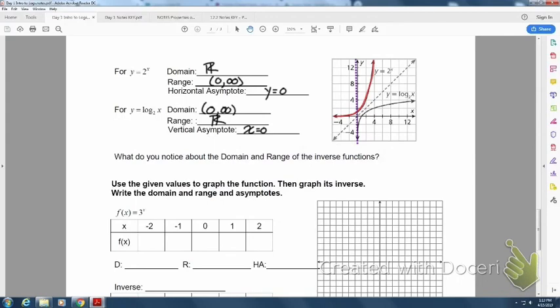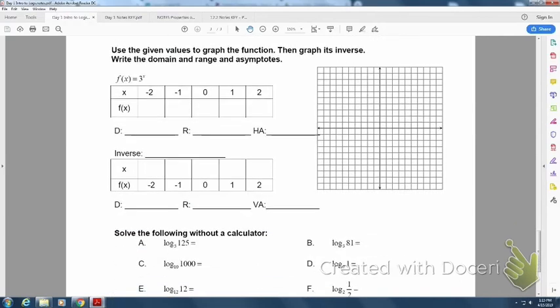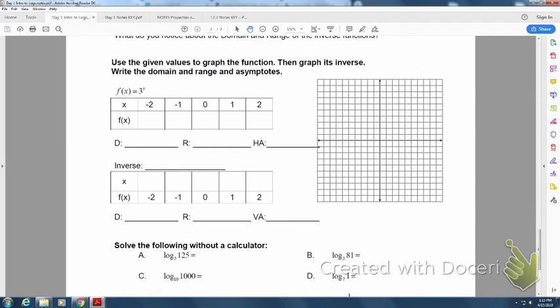Alright, and then down here it says, what do you notice about the domain and range of inverse functions? You can just put that they switched. Okay. Switched.